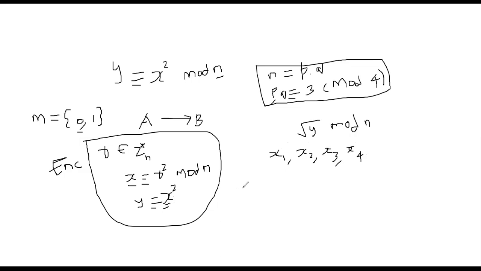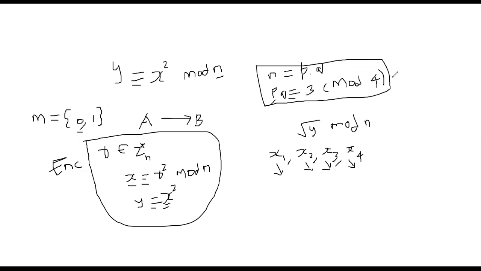What Bob is going to do is compute the Jacobi symbol for each of these, in mod P as well as in mod Q. If the Jacobi symbol is 1, what can he tell? He can tell for sure that that particular element was the element sent by Alice, and then he will just go and pick the least significant bit, because remember, only zeros and ones are allowed in this system.